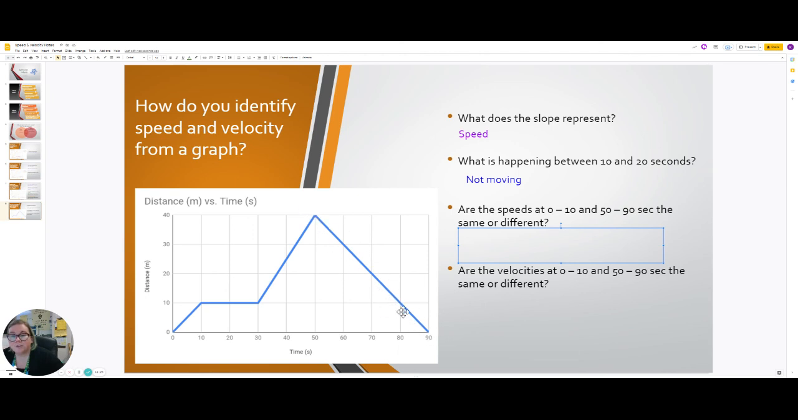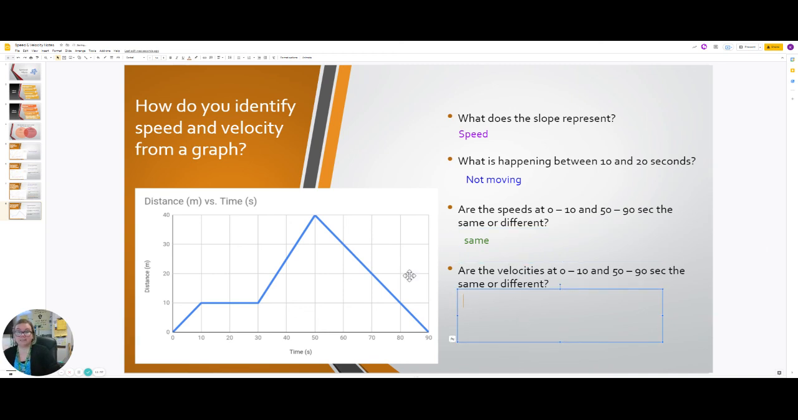Okay, so these slopes are going different directions, but if I look right between, let's say, 50 to 60 seconds, it went from 40 to 30, 10 meters. So in 10 seconds, it went 10 meters, which is exactly the same as our 0 to 10 seconds. So that means actually they're going a different direction, but the speeds are the same, okay? Because they're covering same distance in the same amount of time.